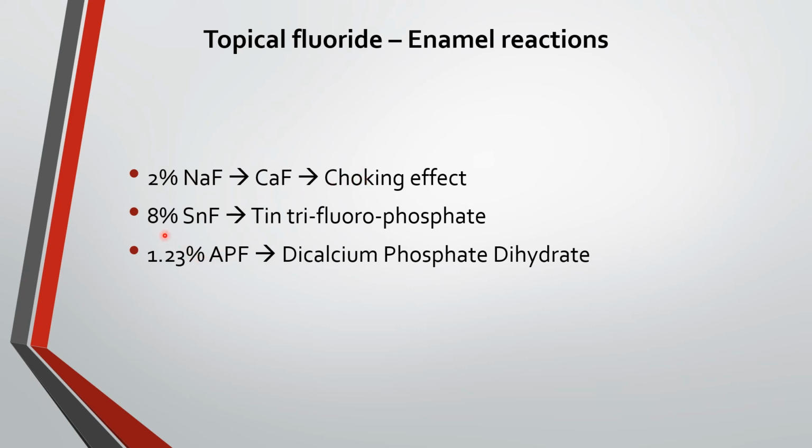When you have 8% stannous fluoride, tin trifluorophosphate is the compound that is formed, and from here the fluoride is released to the tooth. Similarly, when you're using APF gel, the intermediary compound is dicalcium phosphate dihydrate, and of course also calcium phosphate. So these are the compounds which need to be formed so that the fluoride can be released to the enamel. So just remember, these are some important compounds related to each of the topical fluoride agents that we use.